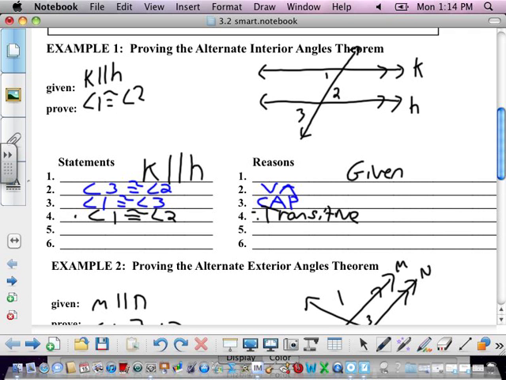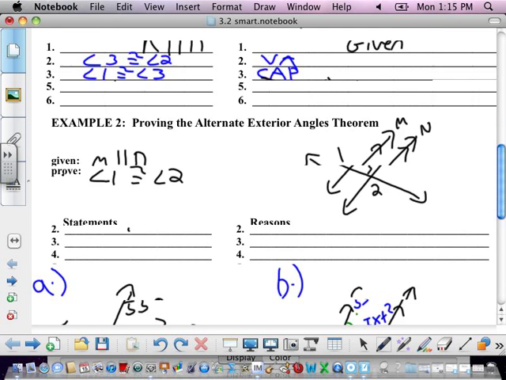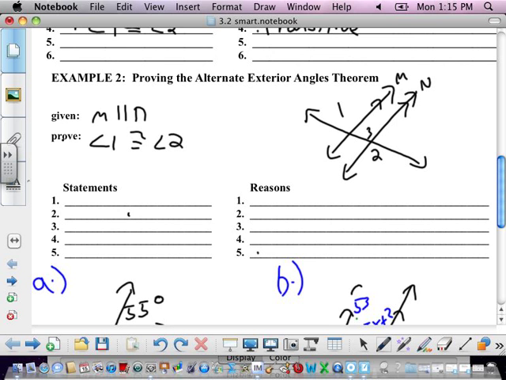Okay, you are going to try the next proof on your own. You can't do the proof without copying down the picture. So we're proving that 1 is congruent to 2 again. You can't use alternate exterior angles in it. I've given that M and N are parallel to each other. Notice where 1 and 2 are. Notice where 3 is. What can we do? It's very similar to the last one. I'm giving you the next 3 minutes to try it on your own.